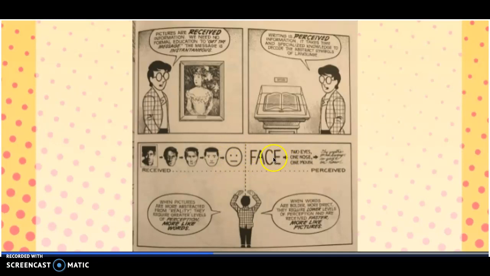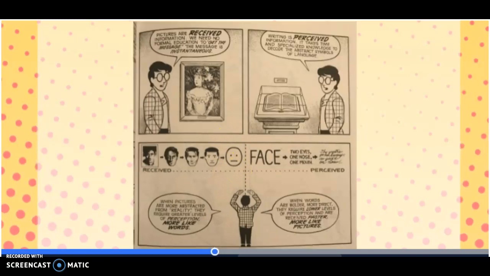Kind of like with words, when we see the word face, we automatically get a picture of a face. But if we get into heavier description, we have to do more interpretation. We have to picture it ourselves and get to it without the direct word face. So as words become more simplistic, they become more like images. And as images become more simplistic, they become more like words. They kind of combine in a graphic novel.